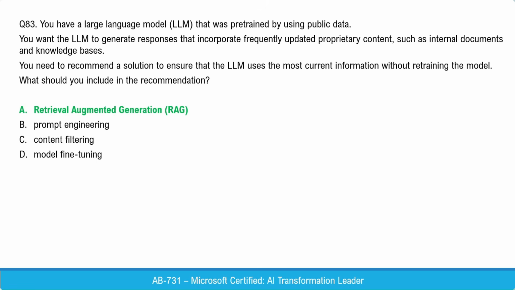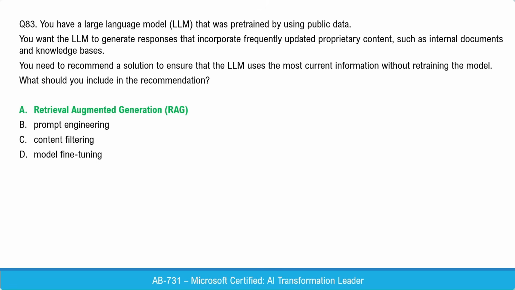Let's understand the requirement. See, the model is pre-trained on public data, but now you want it to use frequently updated internal content like documents and knowledge bases without retraining. Option A, RAG is the correct solution. RAG works by retrieving relevant information from external data sources at runtime and providing it to the model as context. This allows the model to generate responses using the most current information.